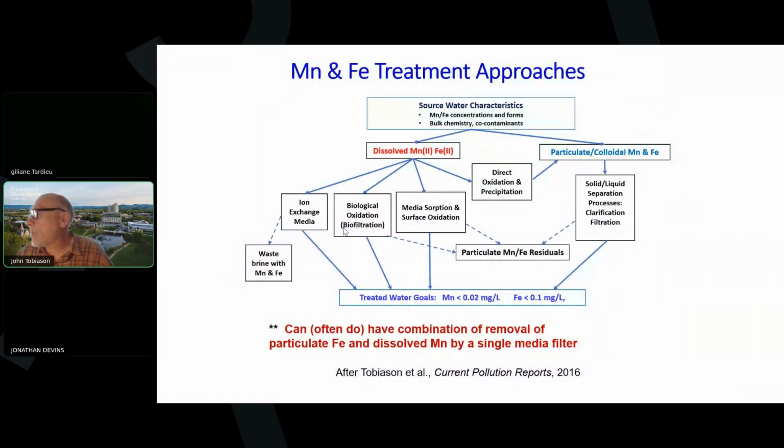Another way to show it is from a publication I and my students did about manganese in 2016, but it can be extended to iron. Basically we say, is it dissolved or particulate from the start? And then we divide that into removing particles, or if it's dissolved, we make particles, then remove the particles, or we go on to sorption and surface oxidation, biological oxidation by a biofilm, or ion exchange occasionally, and meet our treated water goals. In all these cases, we either have a brine with waste Mn and Fe, or we have a particulate Mn and Fe.